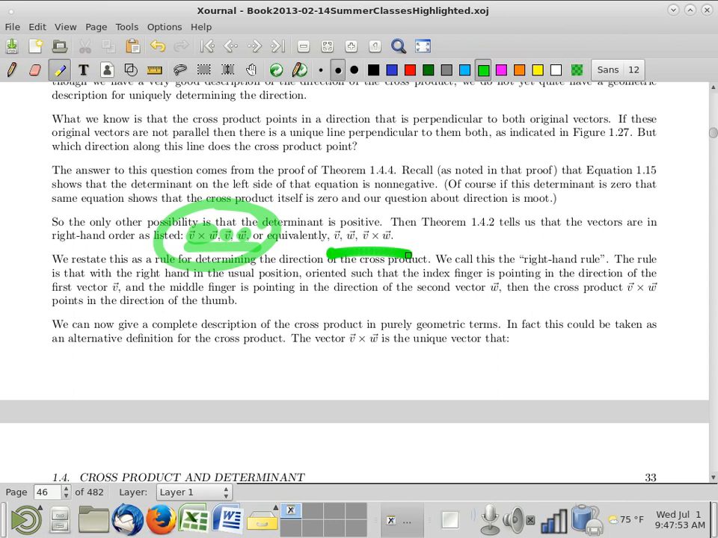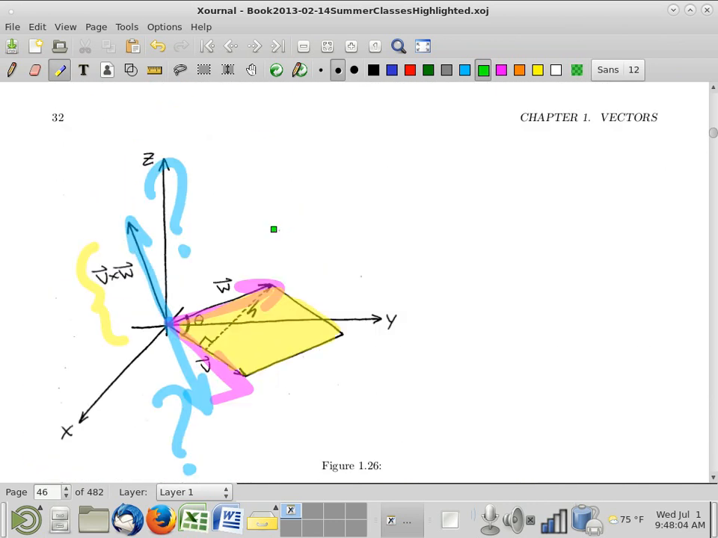Equivalently then, V, W, V cross W. That is a right-hand ordering. And that will always allow you to distinguish between these two possible cases. Exactly one of these, unless something is zero, will be such that first vector, second vector, third vector are in the direction of the thumb.